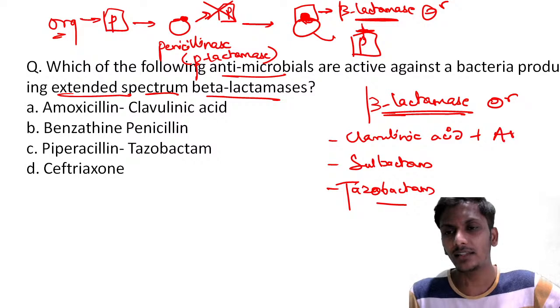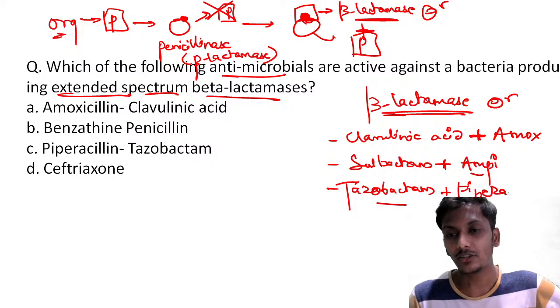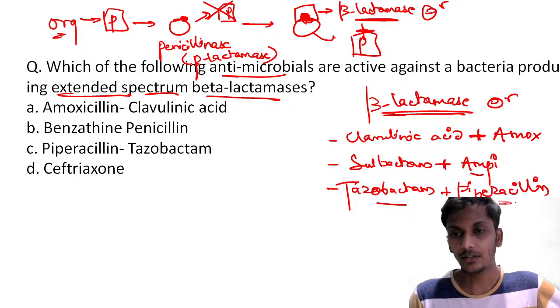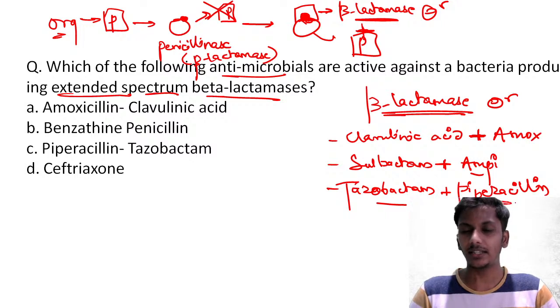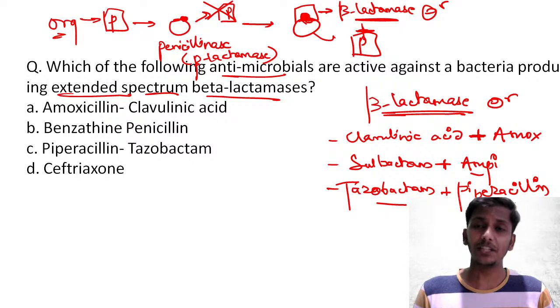Clavulanic acid is given with amoxicillin. Sulbactam along with ampicillin, and tazobactam along with piperacillin. Okay, so this is the best combination that we use in cases of beta lactamase resistant bacteria. Okay, so beta lactamase producing bacteria.